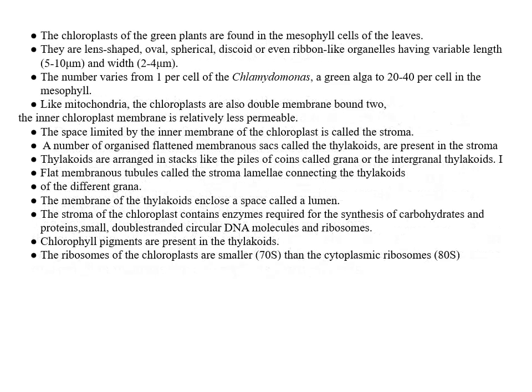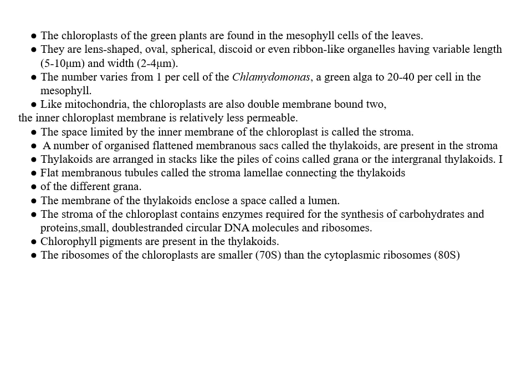The chloroplasts of the green plants are found in the mesophyll cells of the leaves. They are lens-shaped, oval, spherical, discoid, or even ribbon-like organelles having variable length, 5-10 μm, and width, 2-4 μm. The number varies from 1 per cell of the Chlamydomonas, a green alga, to 20 to 40 per cell in the mesophyll. Like mitochondria, the chloroplasts are also double membrane bound. The inner chloroplast membrane is relatively less permeable.